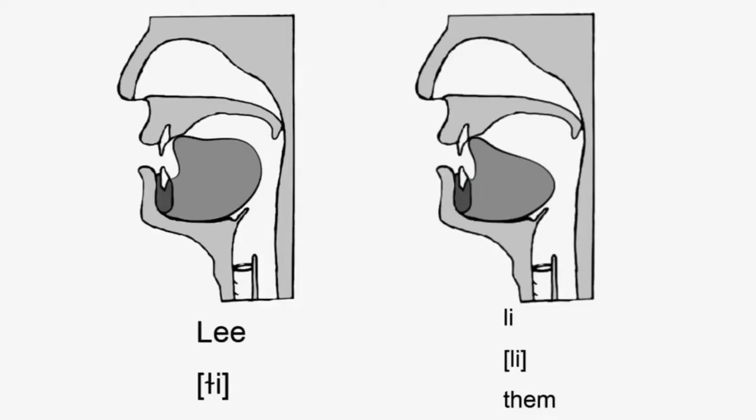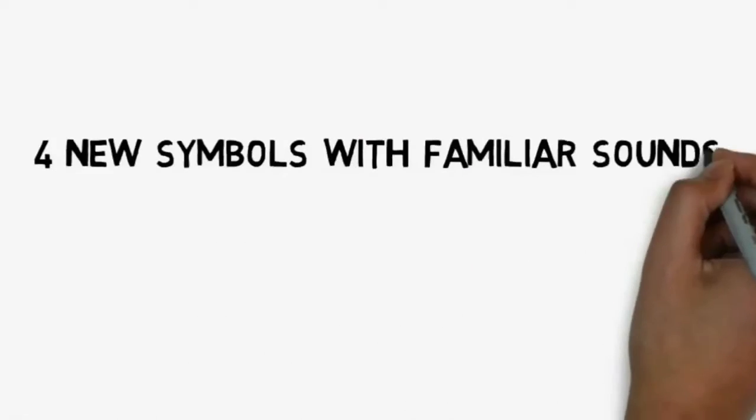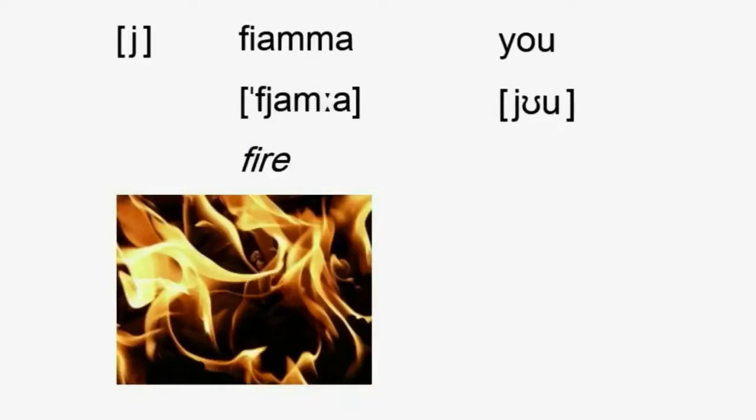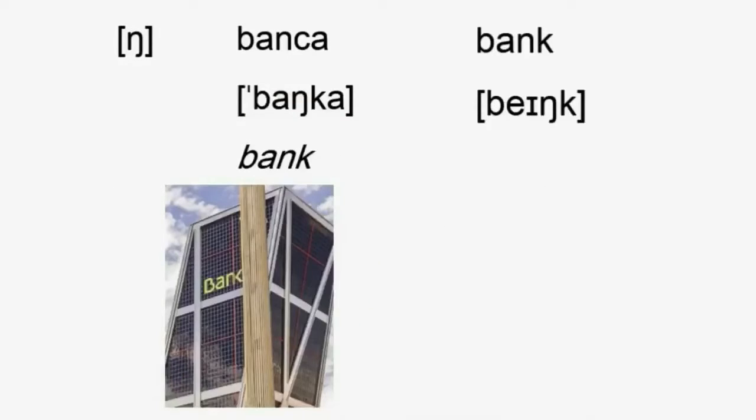Li. So next, let's cover 4 new symbols with mostly familiar sounds. First, this symbol, which looks like a lowercase j, is Italian's y as in fiamma, or English's you. Next, we have as in Italian's banca, or the English word bank. This is an N, but it's pronounced with the back of your tongue instead of with the front. Banca.